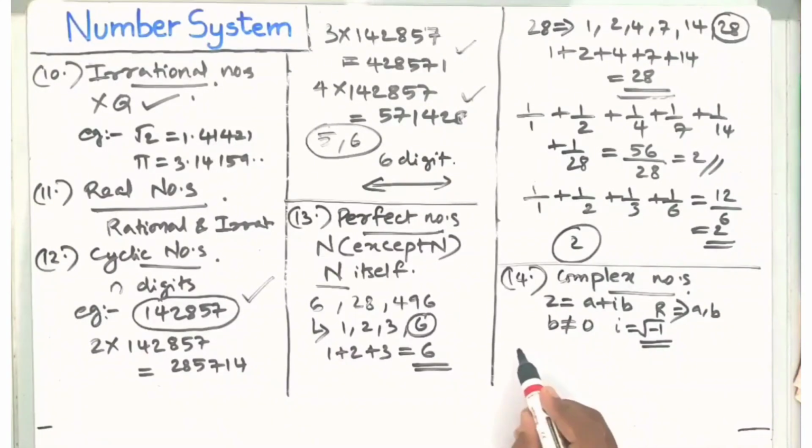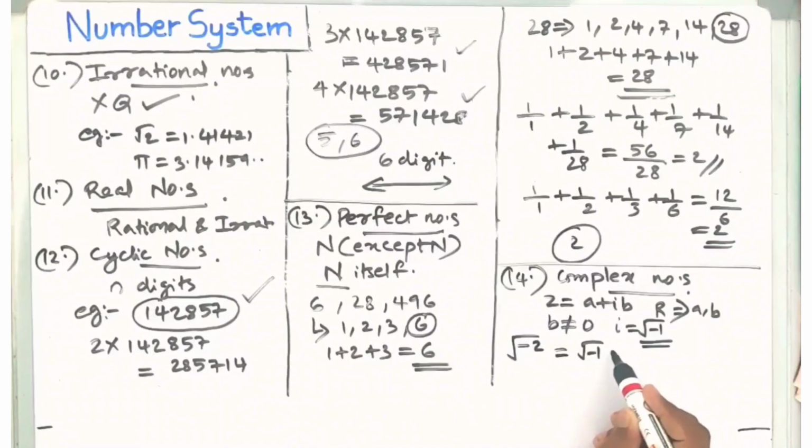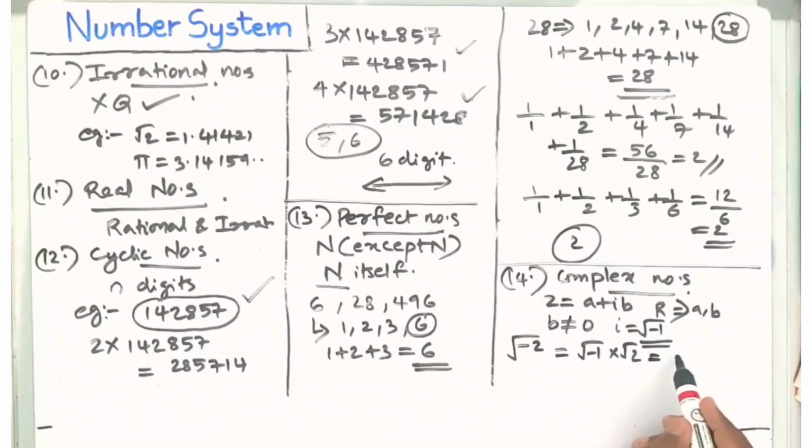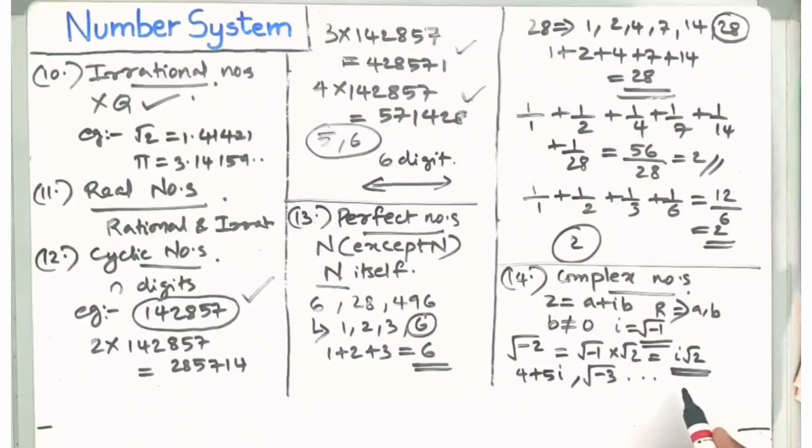Examples of complex numbers are: root of minus 2 is a complex number, because root of minus 2 can be written as root of minus 1 into root 2. This will become i root 2. This is a complex number. Similarly, 4 plus 5i is a complex number. Root of minus 3 is a complex number. That is it. These are the important kinds of numbers in this number system.